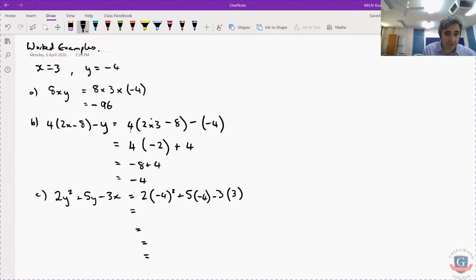Let's try again. 2 times 16 is 32. Negative times negative will be positive. 5 times negative 4 is negative 20. Take 3 times 3 is 9. So that'll be 32 take 29, which will give me 3. That's D.